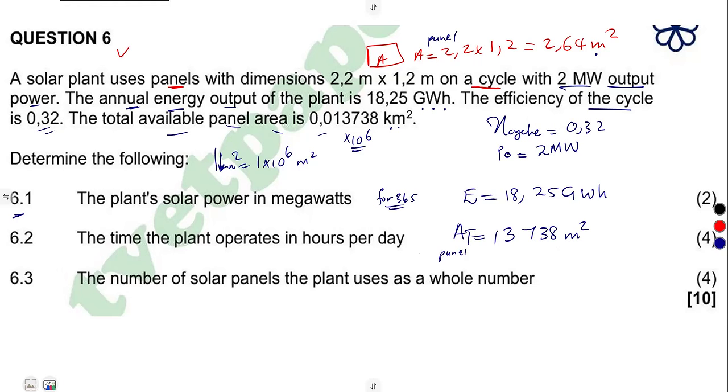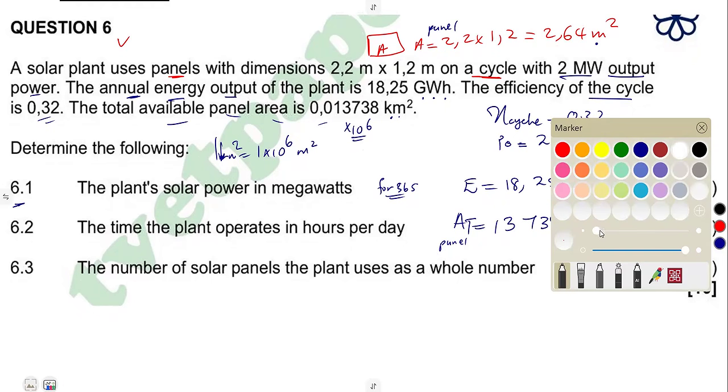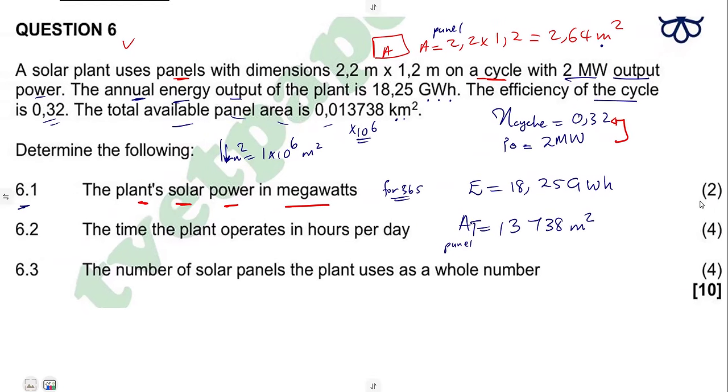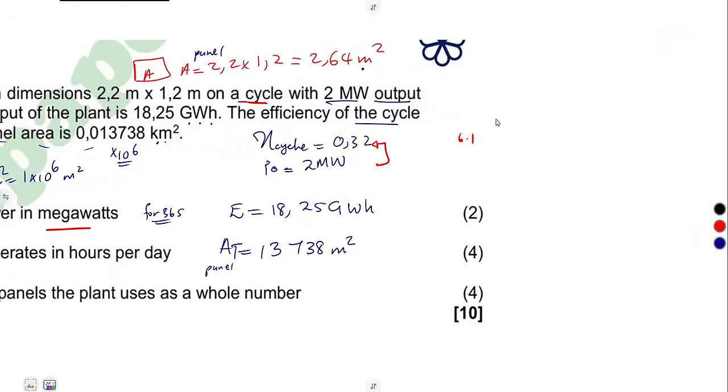So the question was to determine the following. 6.1, we wanted to determine the plant's solar power in megawatts. The total, this is for the whole plant, the solar power. Remember, they gave us the output of the power and there is efficiency. So the solar power can be determined, which is the input. In this case, the solar is the input. So we have the output, and from there we can calculate the solar power.